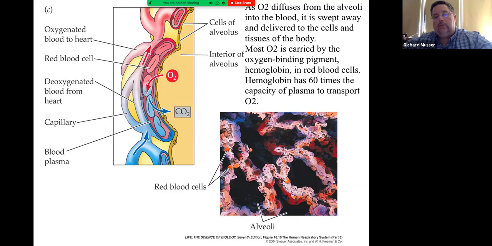And again, the oxygen will be picked up in the hemoglobin. It has about 60 times the capacity of blood plasma itself to transport oxygen. So that's why it's so critical for us to have hemoglobin in our blood to transport the oxygen.